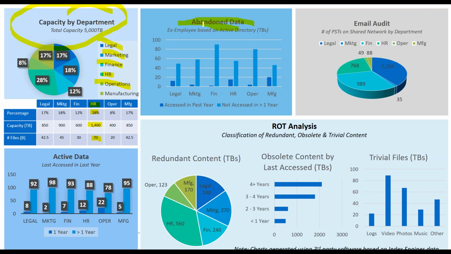Looking at abandoned data, as I mentioned, stuff that's owned by ex-employees based on Active Directory. So you can find abandoned data and then break it down into what was accessed in the past year versus abandoned data that has not been accessed in greater than a year. So if it's owned by an ex-employee, but other users are accessing it, there's value in that content. So that's different from the stuff that nobody's accessing.